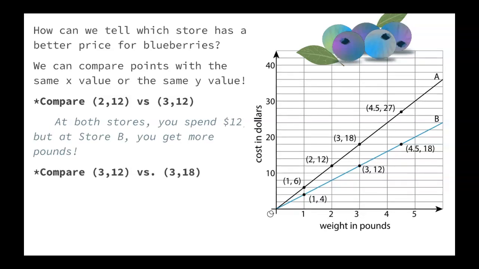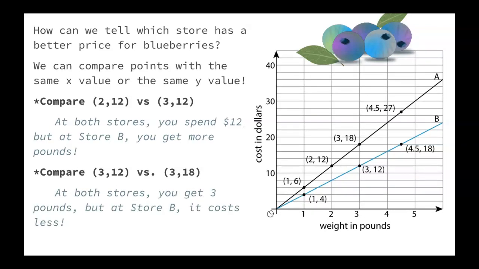All right, let's go ahead and compare (3, 12) versus (3, 18), where both have the same X value. In this situation, at both stores, you're getting exactly 3 pounds of blueberries, but at store B, it costs less. It's only $12 instead of $18. So again, store B is the better price. And your answers both times should match up, or you've made a mistake.